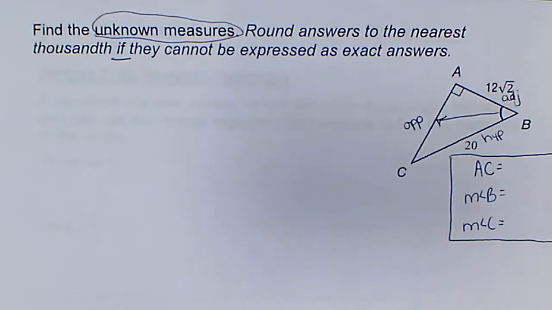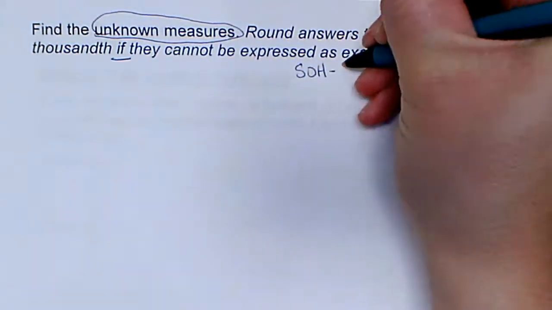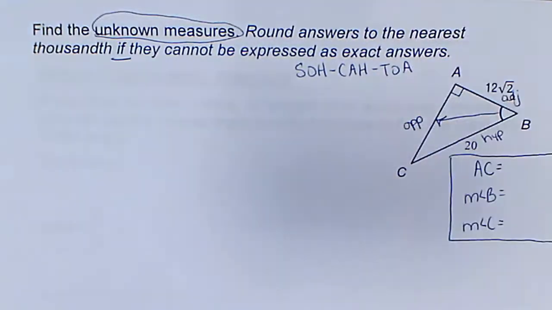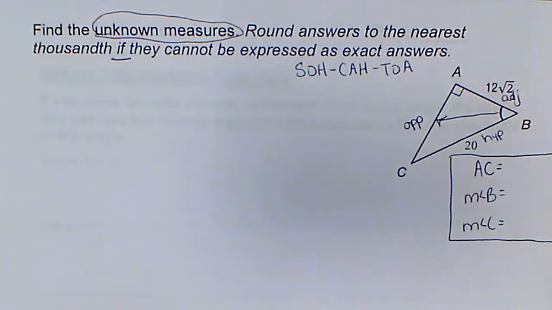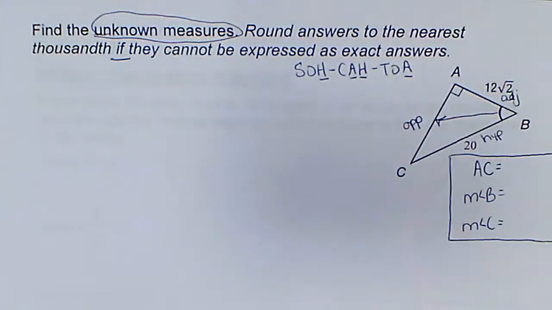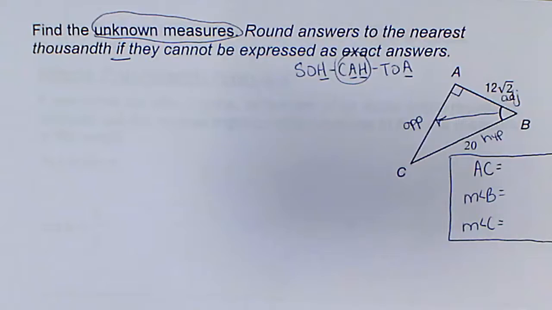I don't know which trig ratio to use, so I'm going to remind myself which sides are used for each ratio. So SOH CAH TOA. I have this unknown angle measure right here, so I need to make sure to use the sides that I have in the picture. So I have the adjacent side and the hypotenuse that are given to me. So the adjacent side and the hypotenuse are being used here, so I should be using cosine of angle B.